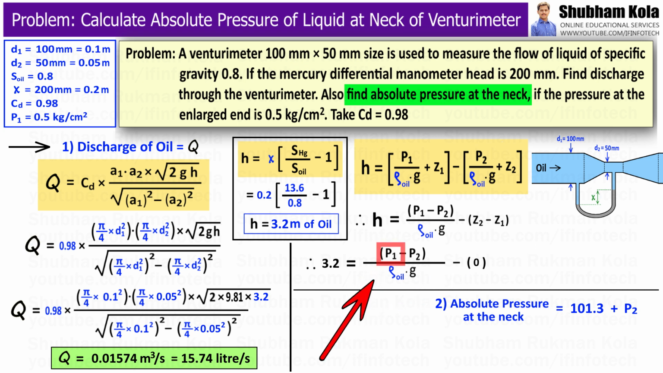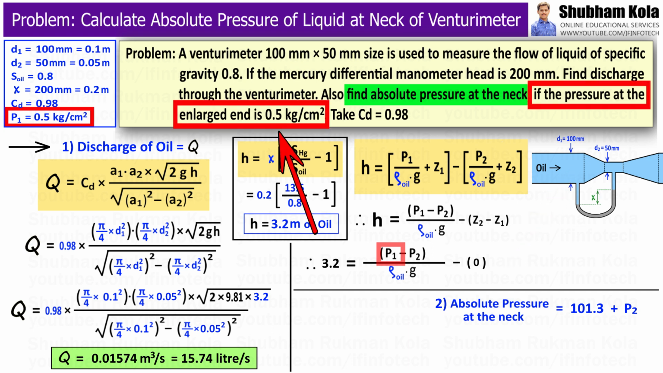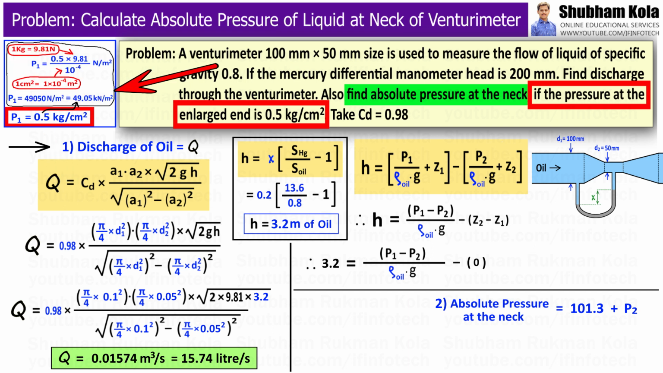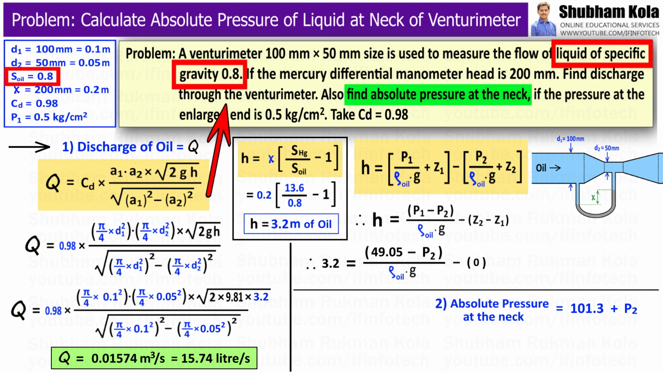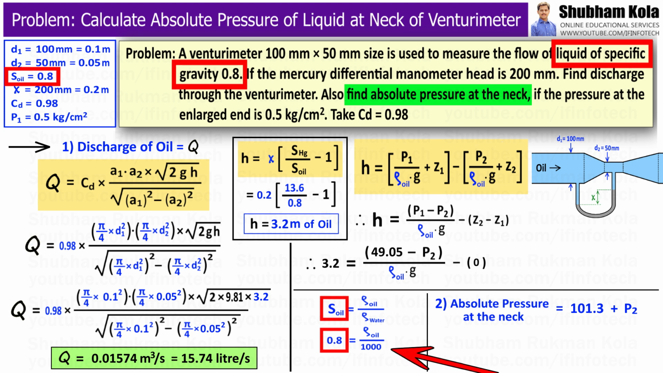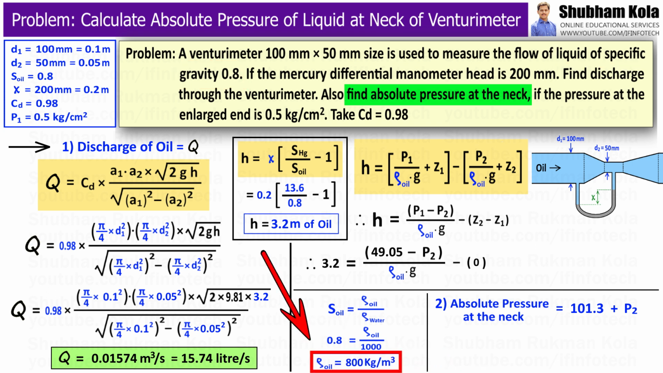Here P1 is the gauge pressure at section 1, that is the pressure at the inlet, which is given in the problem as 0.5 kg per centimeter square. So I will convert this value into kilonewton per meter square and put it in the equation. And here rho is the density of oil flowing through the Venturimeter, which we need to calculate. In the problem, the specific gravity of oil is given as 0.8, and we know that the specific gravity of a liquid equals the density of that liquid, that is oil, upon the density of an ideal liquid, that is water. Here the density of water is 1000. Therefore, we will calculate the density of oil as 800 kg per meter cube.